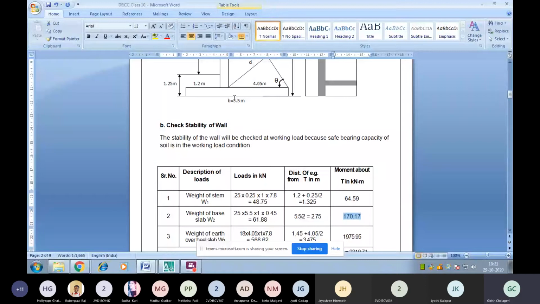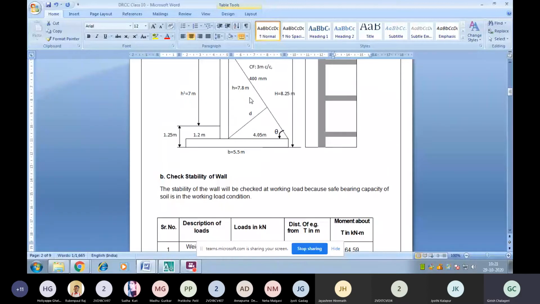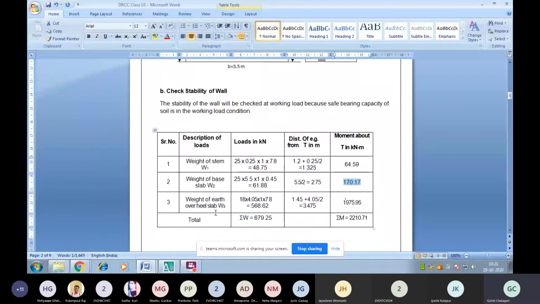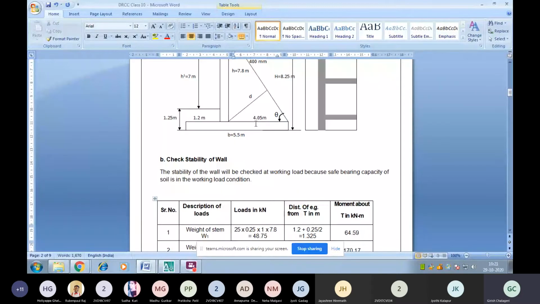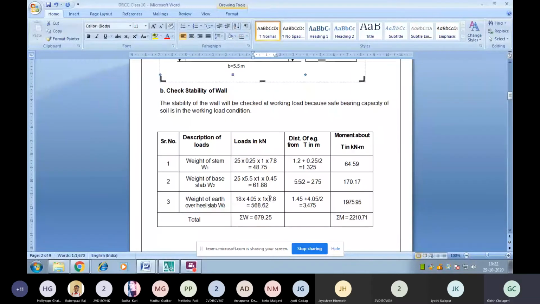Next, the weight of earth, which is stored here over the counterfort. You can see the weight of the earth over the heel slab. Density of soil is 18. Width of the heel slab, you know already, it is 4.05 what we have found. The height of storage is 7.8 meters. So 7.8 meter height, width 4.05, 1 meter width all along the length, into density of soil 18. We get 568.62 as the load from the earth stored behind over the slab.